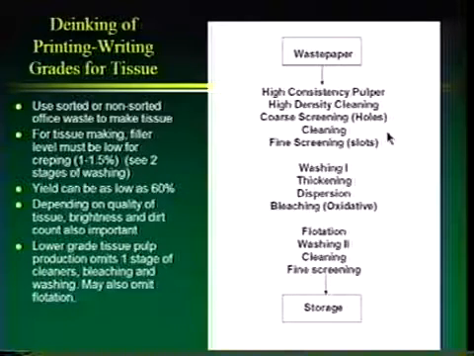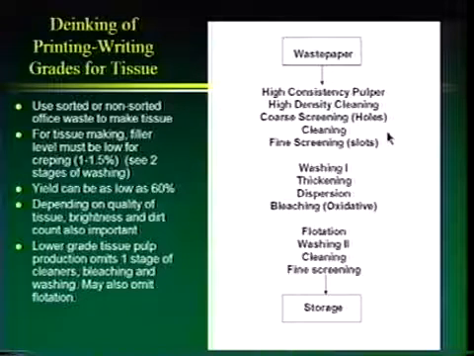For tissue making, our filler level needs to be low. Remember that I said that that creping process where you have this metal blade, creping blade, scraping this metal drum and making those crepes in the tissue, there's a problem if you have filler there. It will abrade the blade. So we've got to get our filler level down to 1 to 1.5% of our solids. Our yield can be low. Low is 60% because our incoming waste, like mixed office waste, has got a lot of filler in it.